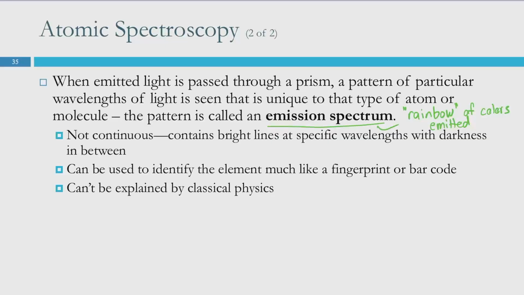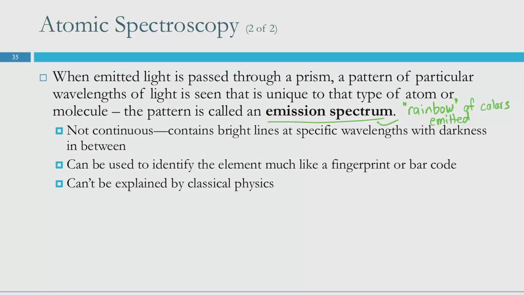Unlike white light, the rainbows that we see in the sky, the ones that come through our windows, if you shoot white light through a prism, these ones are not continuous. So they're going to have gaps in the colors. We're going to have some bright lines, and those bright lines will be at specific wavelengths, and then in between those lines, we're going to have complete darkness. There's no light being emitted in those ranges.